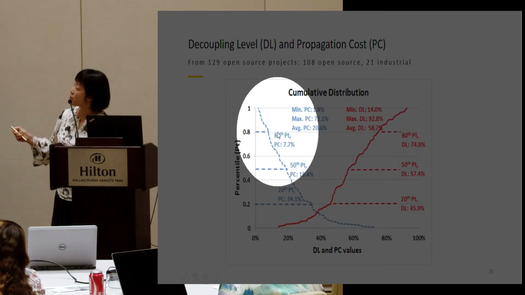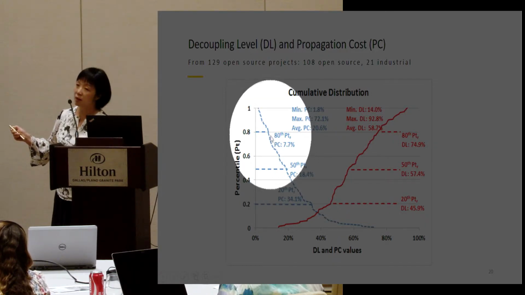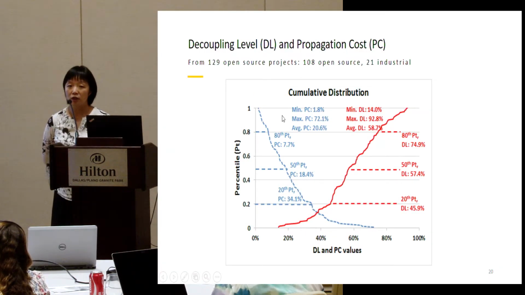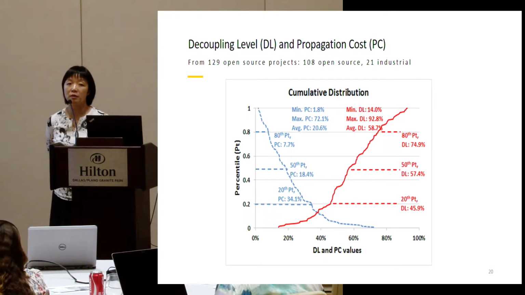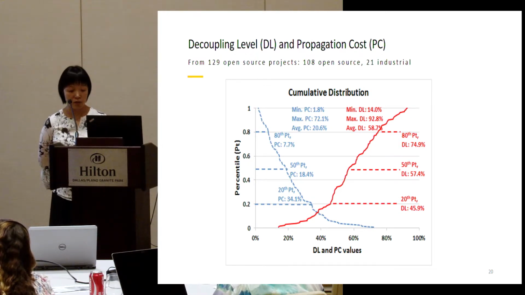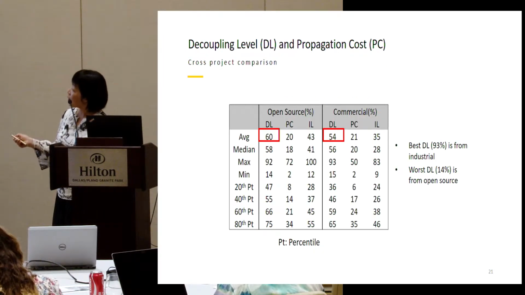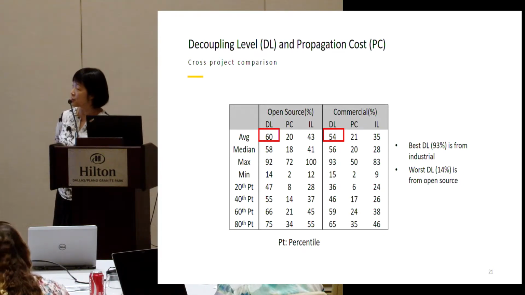And if a system has a PC score of 70.7%, it can be ranked in the 80th percentile, right? So the higher the percentile ranking, the better its modularity. So at least the data shows that PC and DL are perfectly complementary to each other. The higher the PC, the lower the DL, and vice versa. And this is a closer look at these. We separate the open source projects and commercial projects, and we can see that the average DL for commercial projects is 54%, and the average PC is 60%.